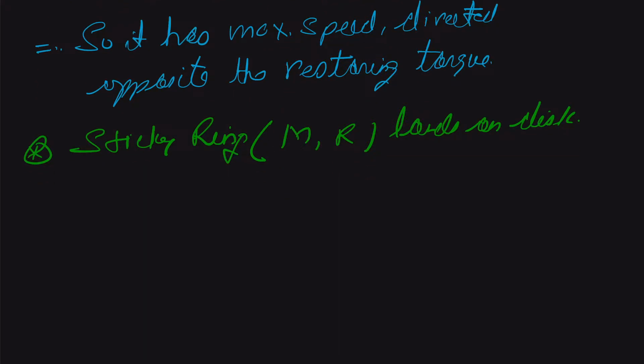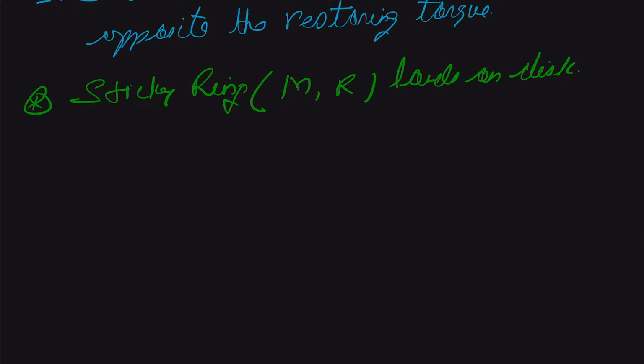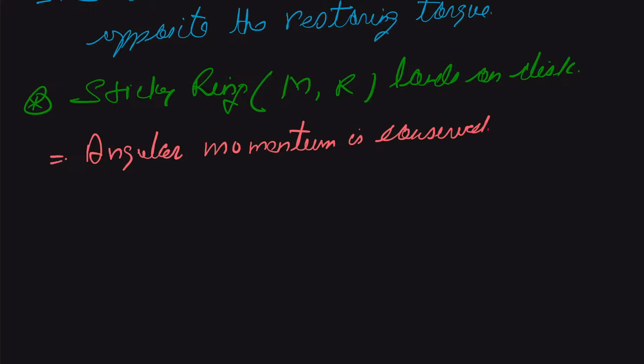Because it is not mentioned in the question, but the sticky ring is going to fall on the rotating disc and stick to it, and this is going to happen in a fraction of a second. So there will be no external force. So obviously we can say that the angular momentum is conserved.